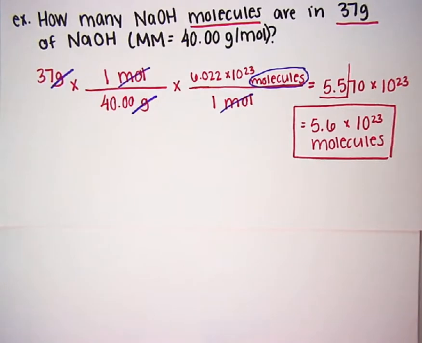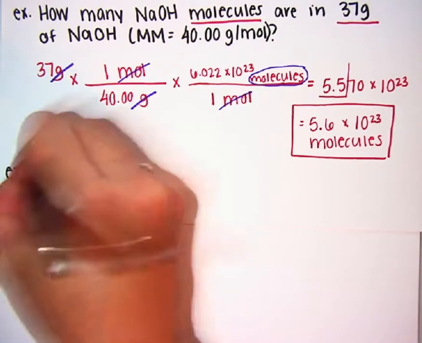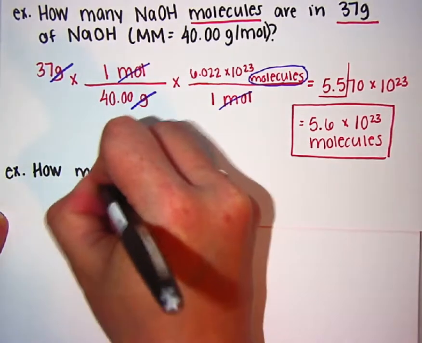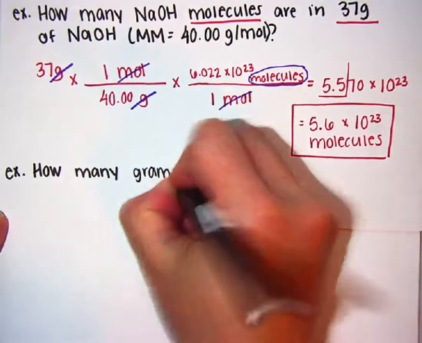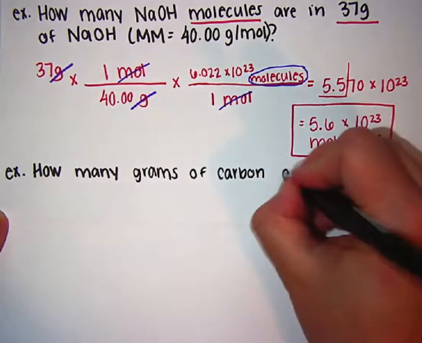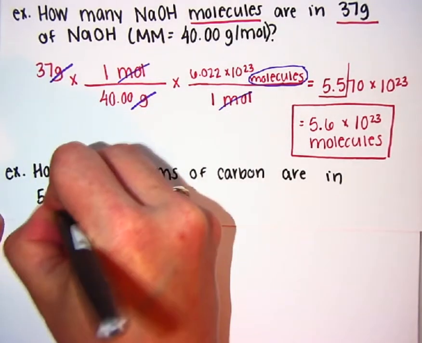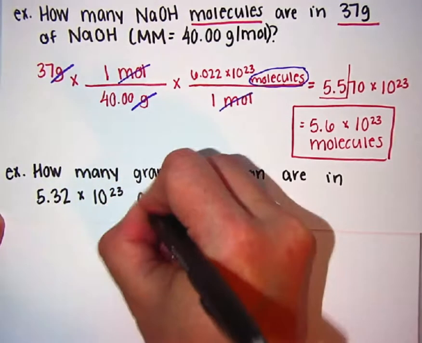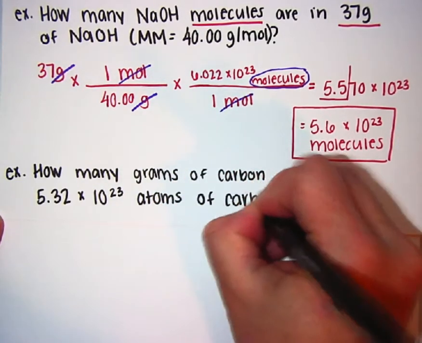Let's do one more problem like this, and then I want to show you a new type of problem. If you're ready to try this one on your own, after you write down the question, pause the video, try it on your own, and then come back and see how you did. How many grams of carbon are in 5.32 times 10 to the 23rd atoms of carbon?